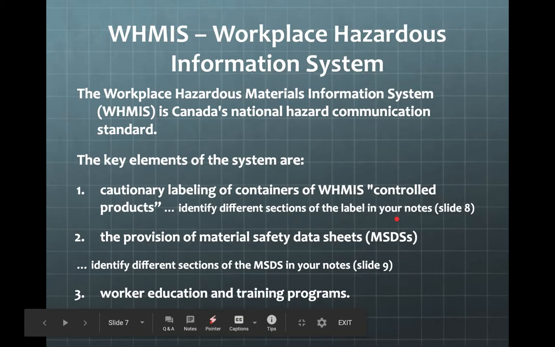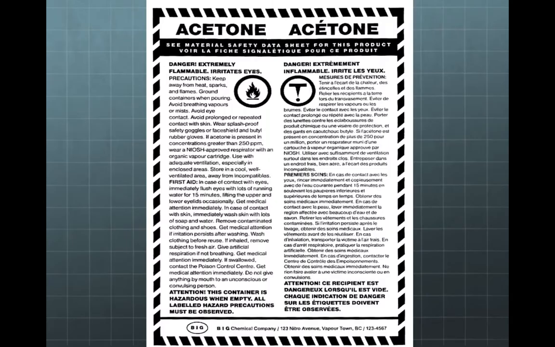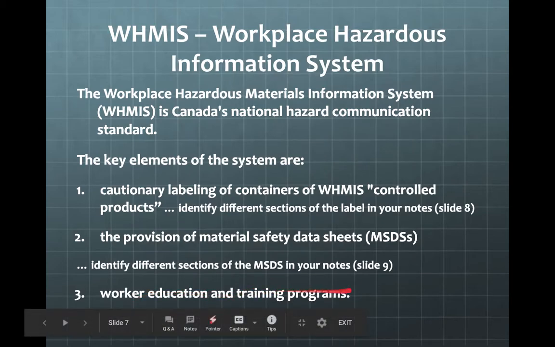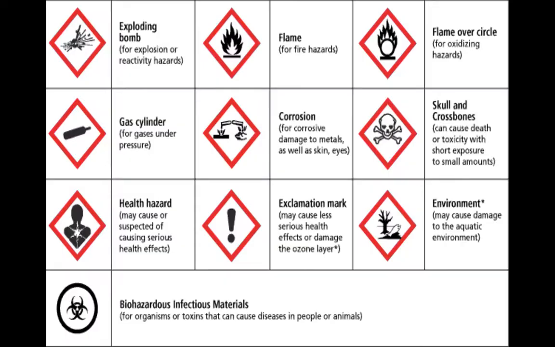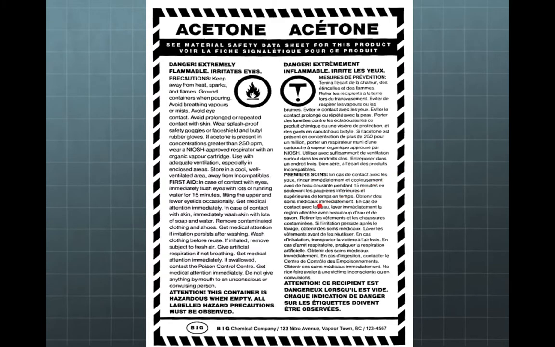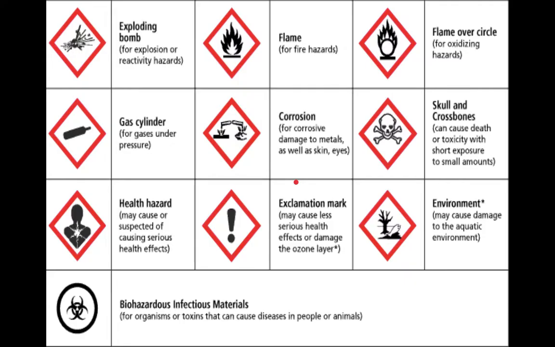So again, while you're doing your notes, just identify the different sections of the MSDS. This probably does not need an illustration. Illustrations you should use for most things, but not for all. Then we have worker education and training programs, as I mentioned earlier, so if you need to know more about WHMIS, you'll get it in your worker education training program. Okay, so we have labels with symbols. What are the symbols? New symbols.